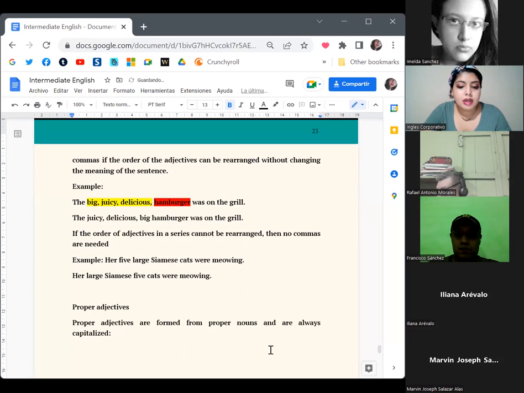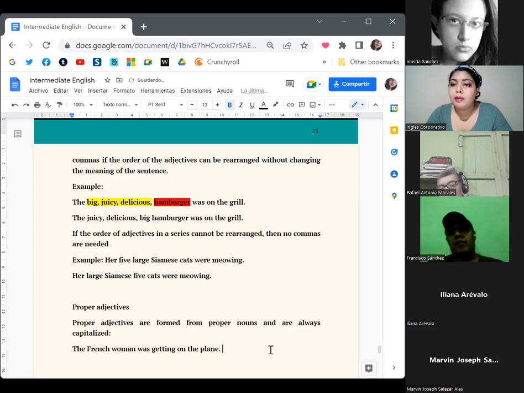So we have the example, the French woman was getting on the plane. So in that case, we need to capitalize French. That is our adjective, but in that case it is based on a proper noun. And it is modifying the word woman.